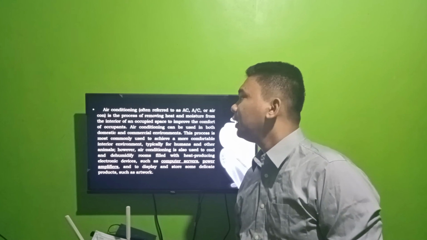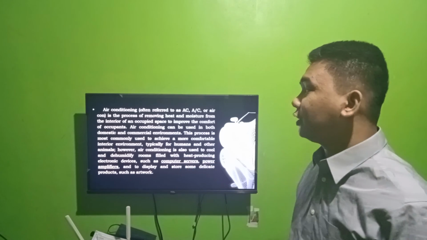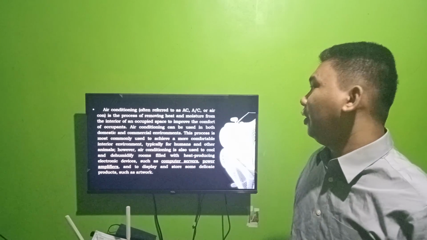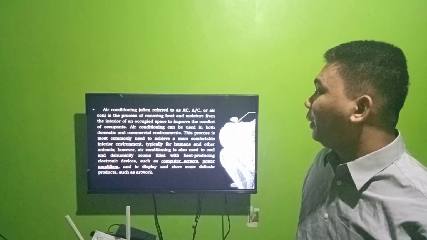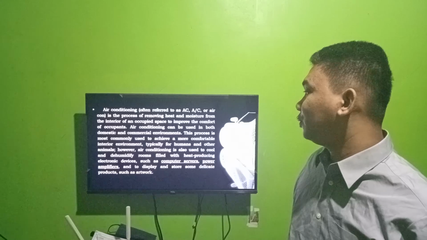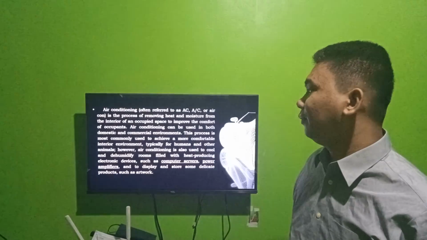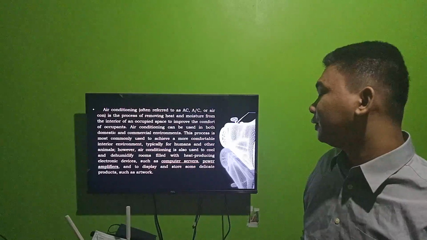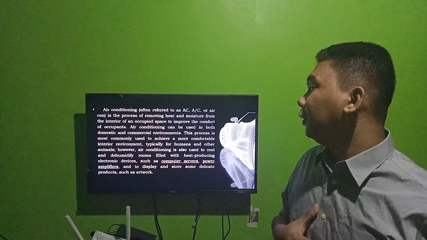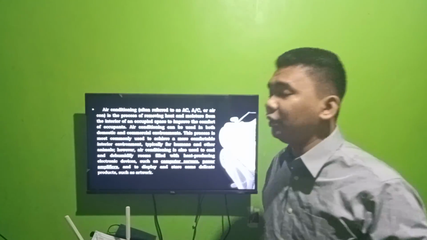So next tayo. So, air conditioning, often referred to as AC or aircon, is the process of removing heat and moisture from the interior of an occupied space to improve the comfort of occupants. Air conditioning can be used in both domestic and commercial environments. This process is most commonly used to achieve a more comfortable interior.